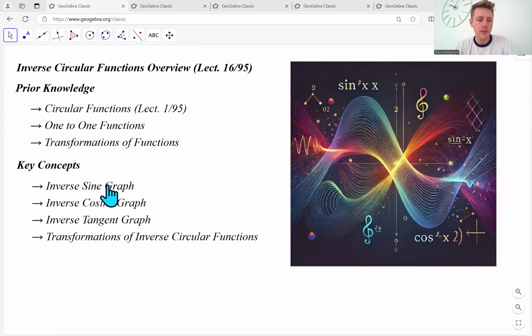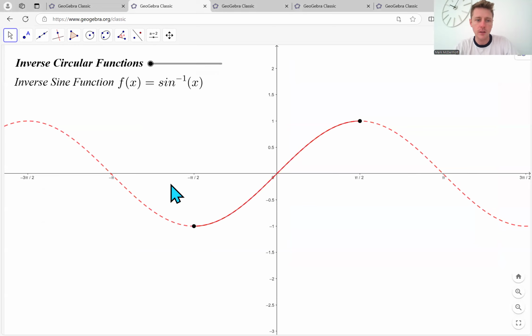So let's jump into it by thinking about the inverse sine graph. If we look at our sine graph, we've got it dashed in red here, and in solid red line there as well. First thing we need to recall is that if we want to find the inverse of a function, then the function needs to be one-to-one. This idea of one-to-one means every x value has a unique y value. Another way to think of it is every output has a unique input, or vice versa, every input has a unique output.